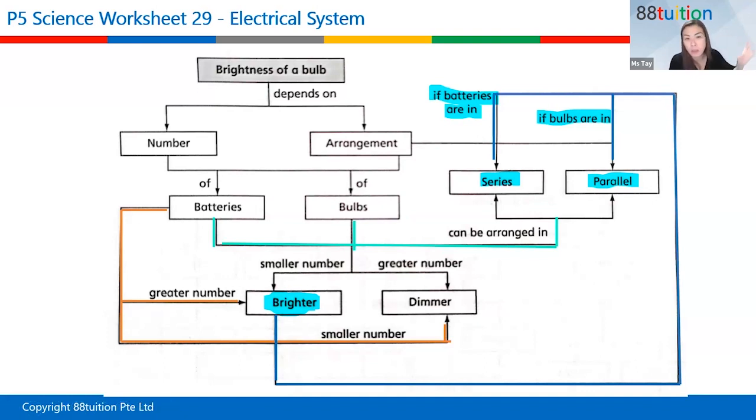The number of batteries I have is the same, but I have two light bulbs arranged in parallel for the first setup. For another one, I arranged the light bulbs in series. Which one is brighter? Very good. Very good.